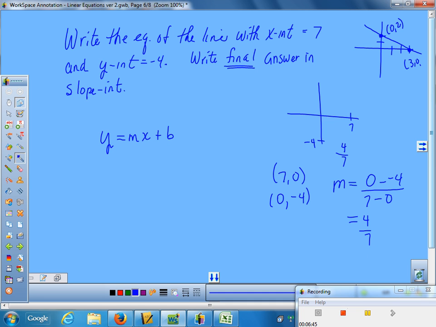Okay, so then can you fill in this equation for me? It's going to be y equals what? 4/7 is the coefficient of x. Plus, what goes for b? The y-intercept is -4. You are done.